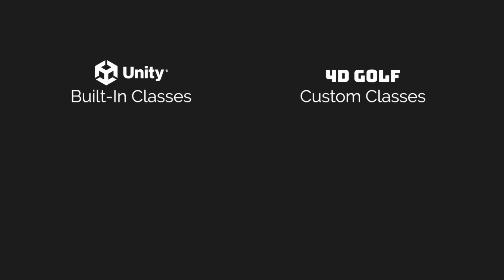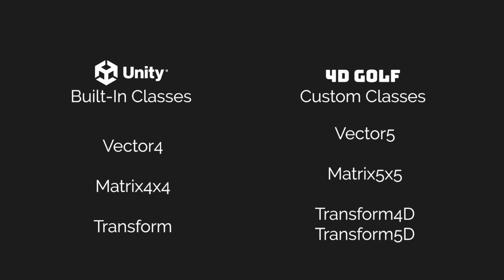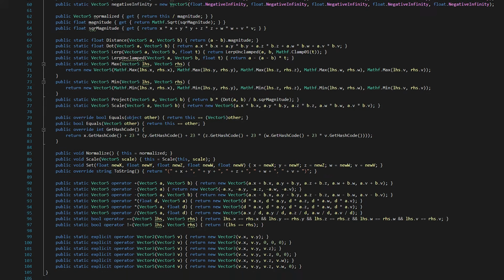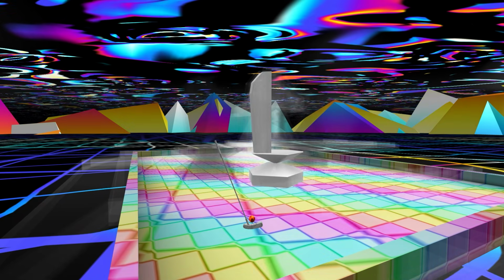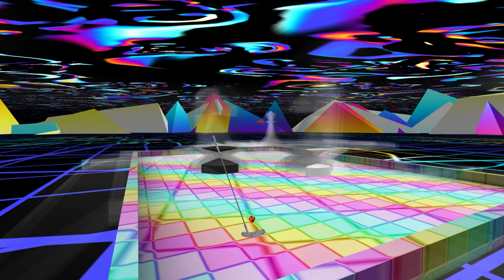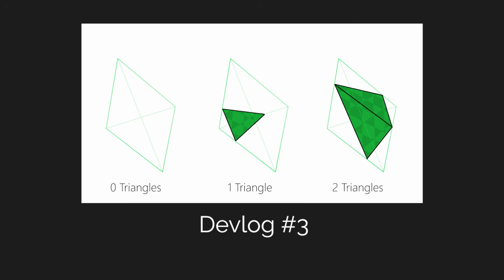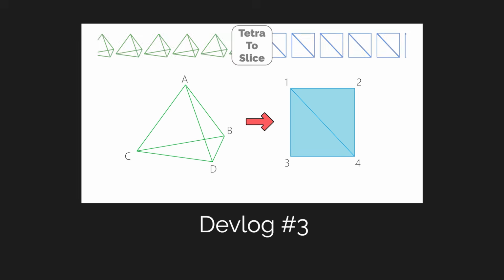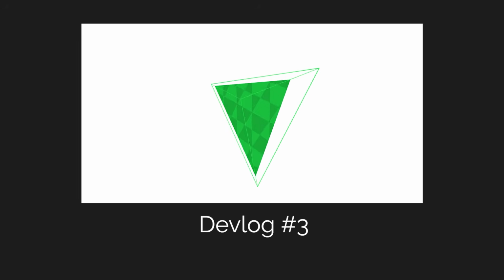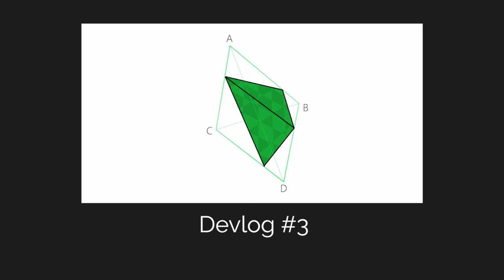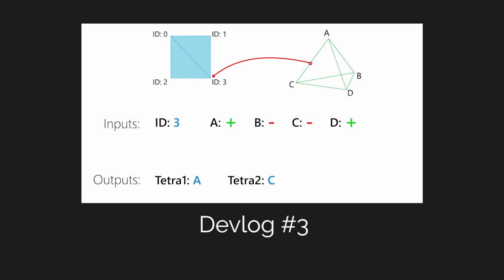For instance, Unity only supports up to vector 4 and matrix 4, so I had to remake the basic classes myself for things like vector 5 and matrix 5. And then there's the 5D slicing. How can I even render 5D stuff to the screen? Well, I discussed how I made the 4D meshes in Devlog 3, and those techniques do generalize to higher dimensions. It's just that 5D is way more complicated and impossible to visualize.